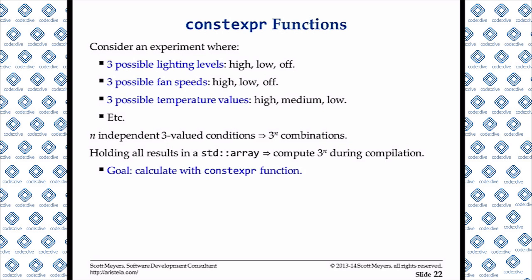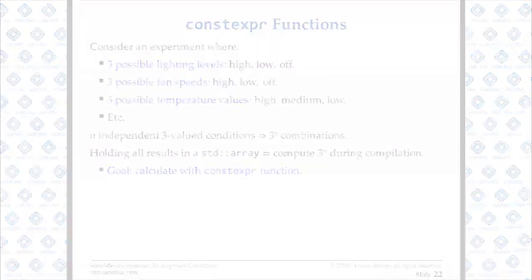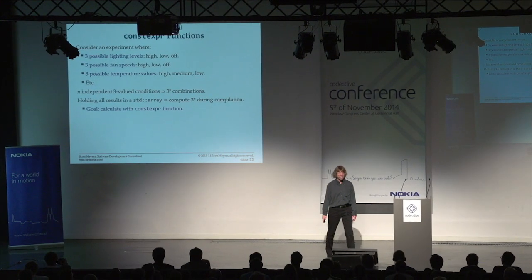Let us suppose I want to use a std::array object to store the results of all possible combinations of variables. That means I need to be able to compute 3 to the n during compilation so I can figure out how big this array is going to be. So that's what we're going to do, we're going to write a function which will calculate 3 to the n during compilation.